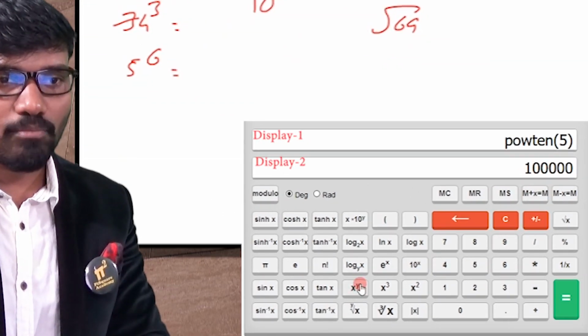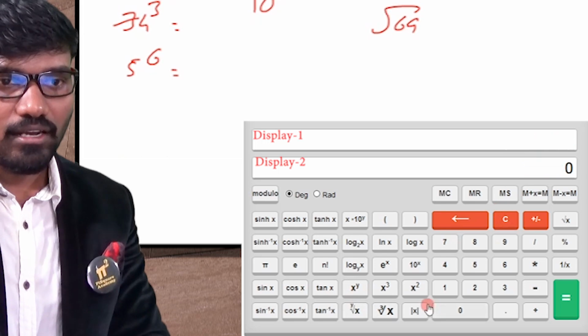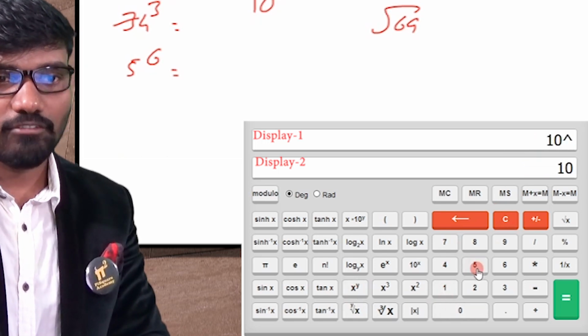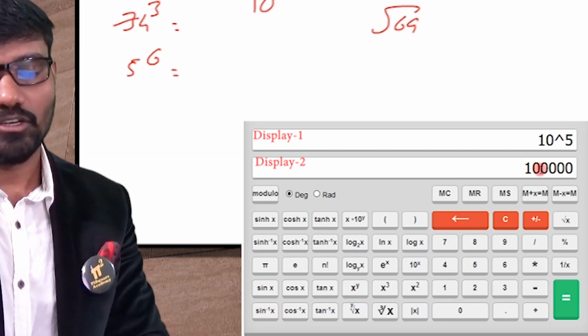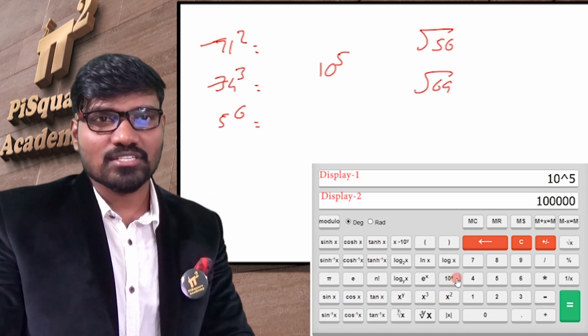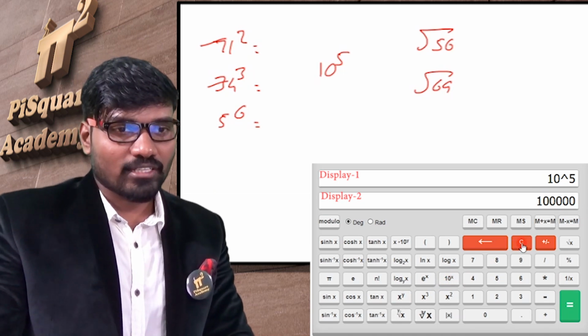Of course, I can also perform this by x power y. I'll enter the value of x first, that is 10, then hit this, then 5. The result is the same, okay? Either you can use this or you can use this. As we have it here directly, I can use this directly. Okay, let's go for the next one.